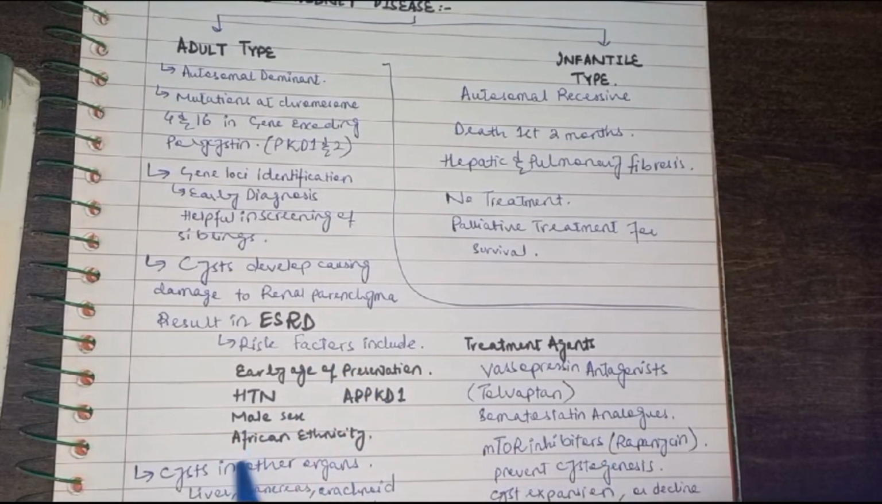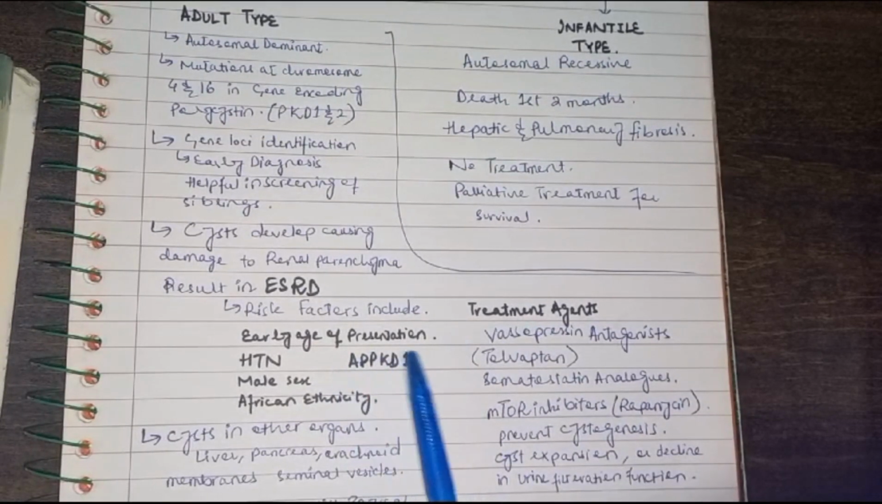and it is common in males and of African ethnicity. And there is mutation in the polycystic kidney disease gene 1, which is actually the most common gene involved.